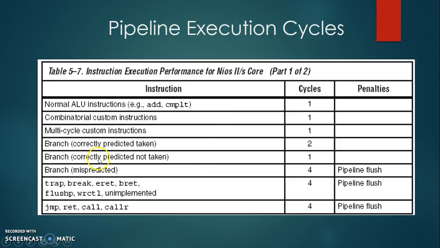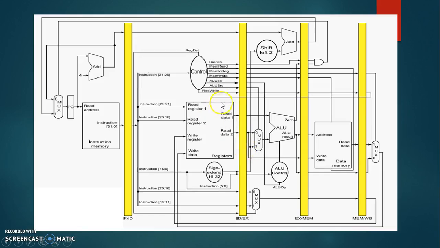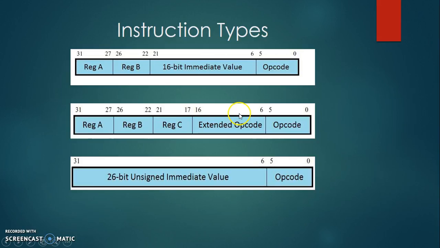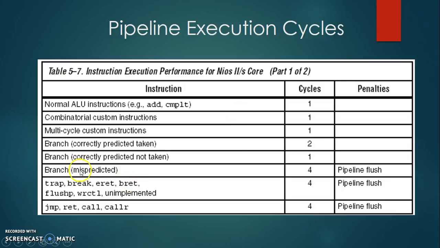Then if the branch is predicted correctly and it is not taken, then we will require 1 cycle since there is no branch taken, so only 1 cycle to execute it. Then if a branch is mispredicted, then we will need 4 cycles since that time we will have to flush the pipelining. Also, instructions like return, call, all these instructions which are related to the subroutines, they all take 4 cycles since for these instructions we need to flush the pipelining totally.